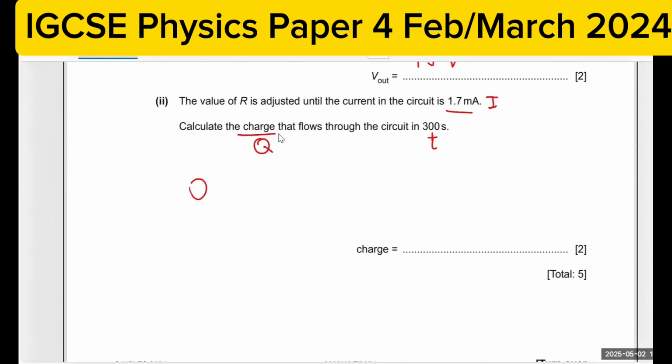So we know that Q is equal to I times T. Putting the values, 1.7 times 10 to the power minus 3, that is milli, times the time, which is 300 seconds. So we'll get the value of charge, that is 0.51, and the unit of the charge is coulomb.